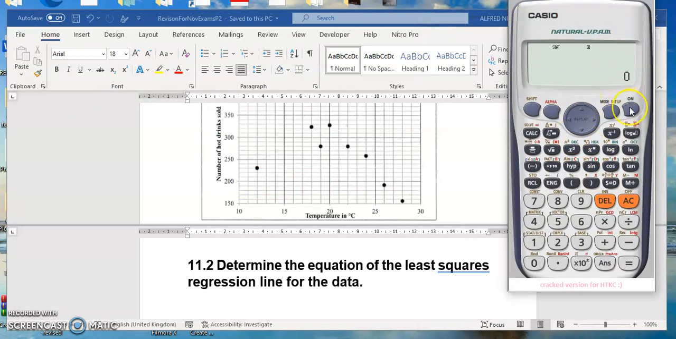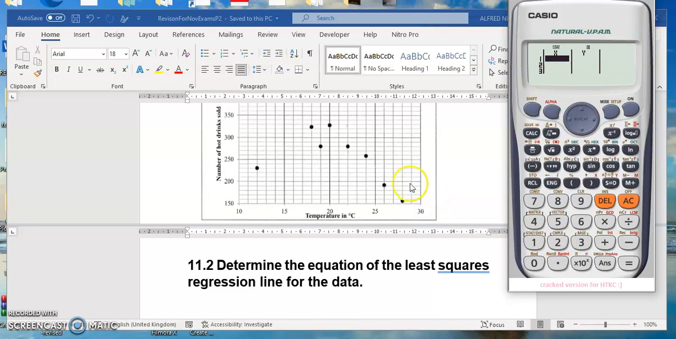Now let me clear before you do any statistic work, clear your calculator. So now I'm clearing my calculator. Then the first thing I need to do is go to setup, then move to 3, which is statistics. Then what do I want? I want this one, the equation of the regression line, which is 2.